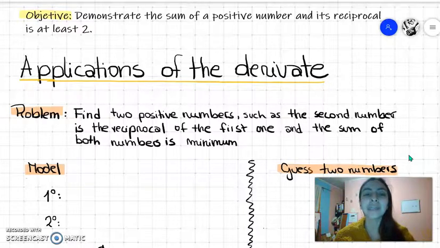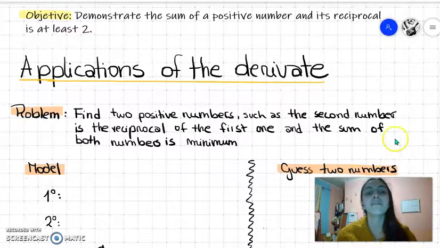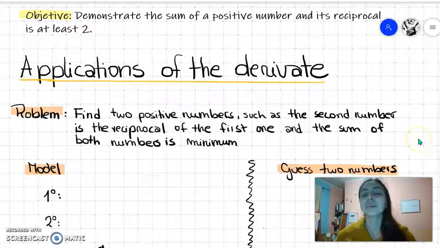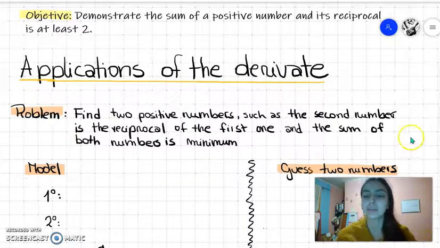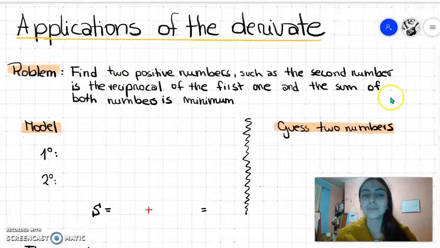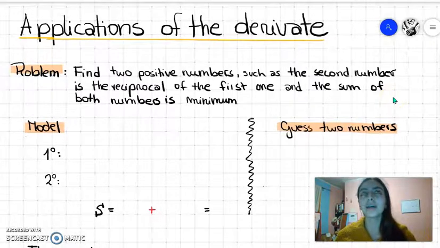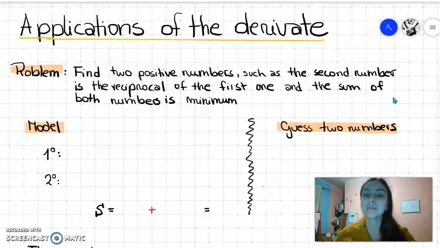For that, the next problem is: find two positive numbers such that the second number is the reciprocal of the first one and the sum of both numbers is minimum. So think about how you can solve this problem. Any ideas?